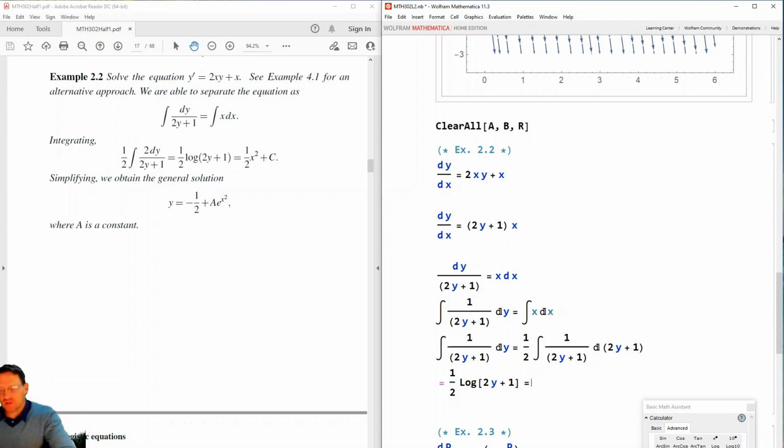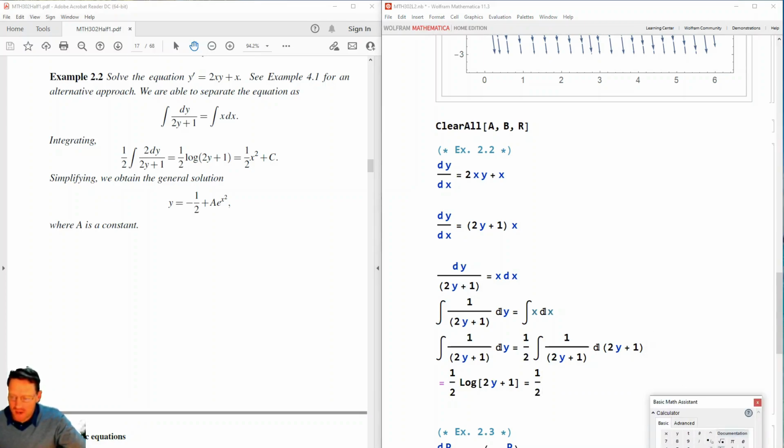Okay, now let's do the right-hand side. So the right-hand side is the integral of x with respect to x. So we add 1 to the exponent and get 2. But if we were to differentiate x squared, we would bring down the 2. So we need a 1/2. So 1/2 x squared.